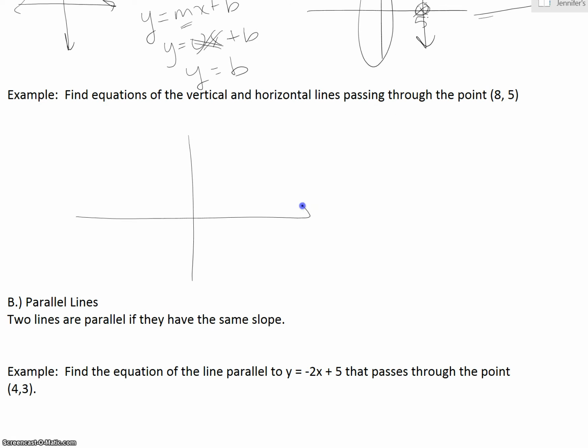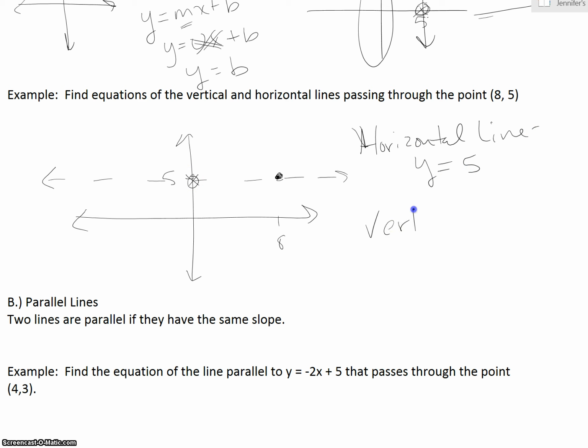So let's find the equations of the vertical and horizontal lines passing through the point 8, 5. So if you think about it, if we go to 8, 5, 8 is going to be somewhere down here, 5 is going to be up here, so our point is right here. If we drew a horizontal line going through that point, that would be this way, it would cross through the y-axis at this point 5, so therefore the horizontal line going through 8, 5 would be at y equals 5 because it crosses through the y-axis.